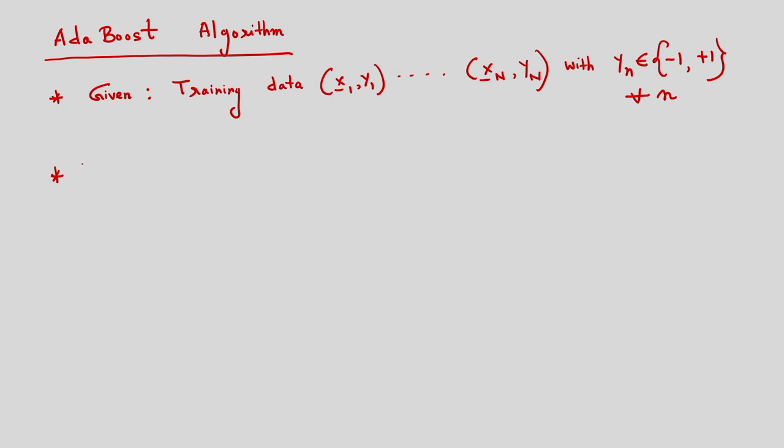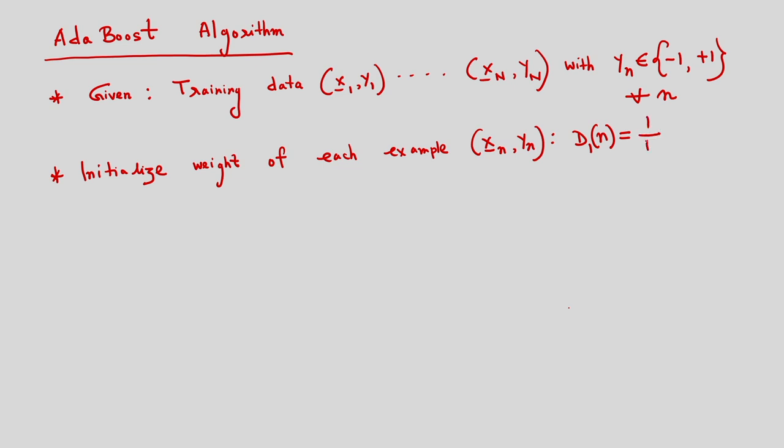After this, in the second step, initialize the weight of each example. The example is (xn, yn), and I am initializing the weights, that is, I am considering equal weights. So it is 1/n for all n. So this is the initialization of the weights for each example. After this, we start the iteration. So, for round t equal to 1 to T, we are starting the iteration.